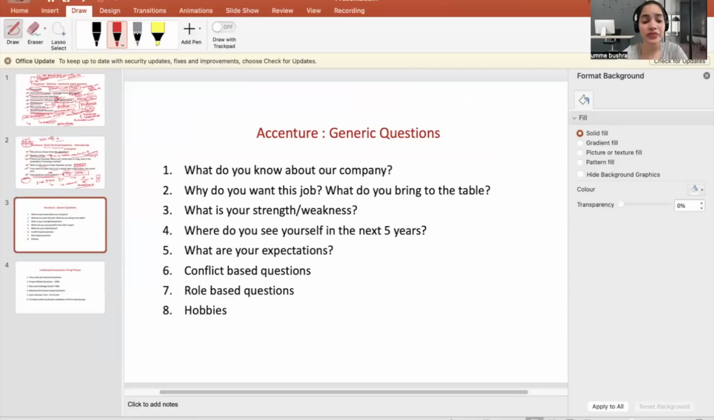So what you can do is, every time you are asked that, quickly go to Google and try, for example, now we're talking about Accenture. I'm going to type Accenture info, and then you will get to know about Accenture via Wikipedia. Okay. Let's move to the next part.